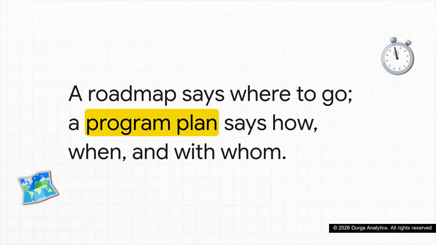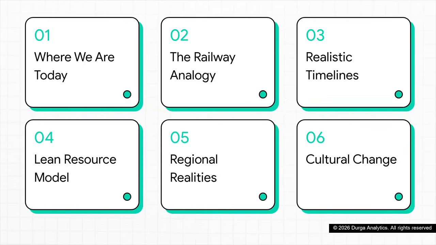Today is all about learning how to survive corporate budget cycles. We're turning a theoretical roadmap into a step-by-step execution plan that completely avoids the classic pitfall of trying to boil the ocean. Here's a quick look at our agenda for today's session. We'll cover 1, where we are today, 2, phasing, the railway analogy, 3, setting realistic timelines, 4, the lean resource model, 5, regional governance realities, and finally, 6, preparing for cultural change. Consider this your blueprint to execute a self-funding governance journey.